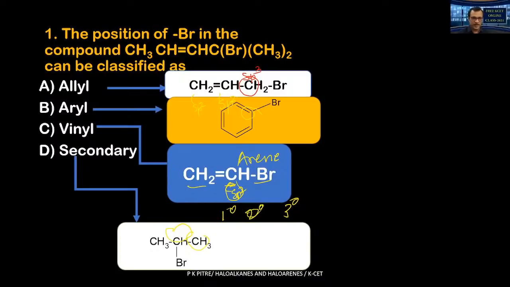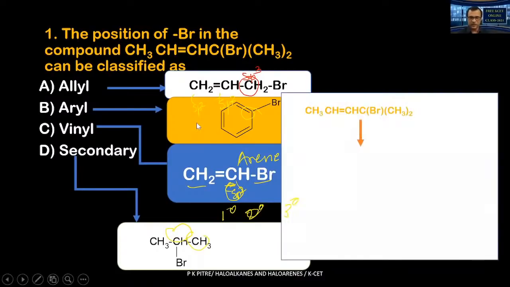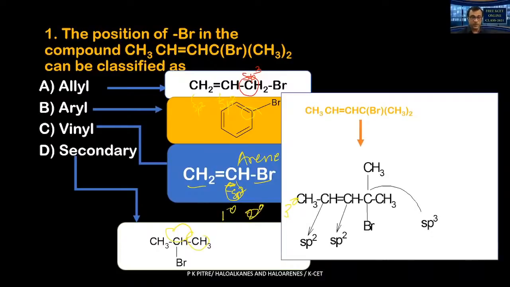I mean, your allyl, aryl, vinyl, and secondary. Let us see which category our compound belongs to. Look over here. Most of the time, you will directly go to the answer. But the best way in organic chemistry is to write the structural formula and see. If not, there is a chance that you may go wrong.